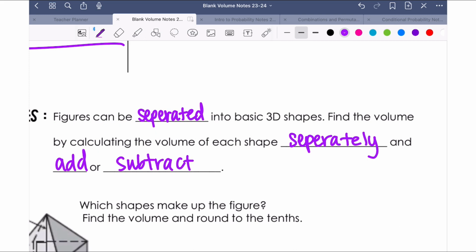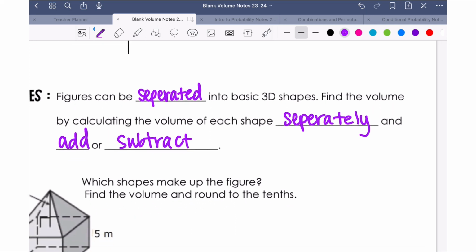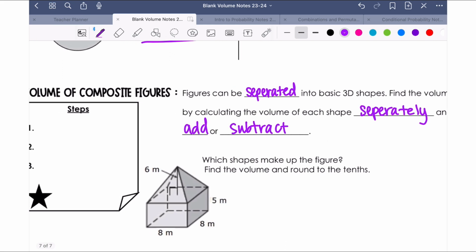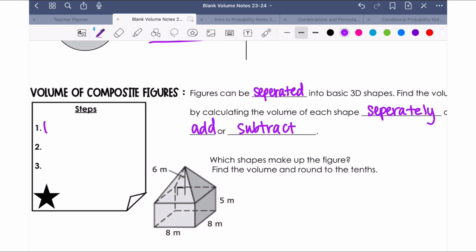And so for our notes, I'm doing one of each. That way you can have some good examples. But let's write our steps first. So step number 1 is identify the figures. Okay, can't do anything until you figure out what you have. So identify the figures.